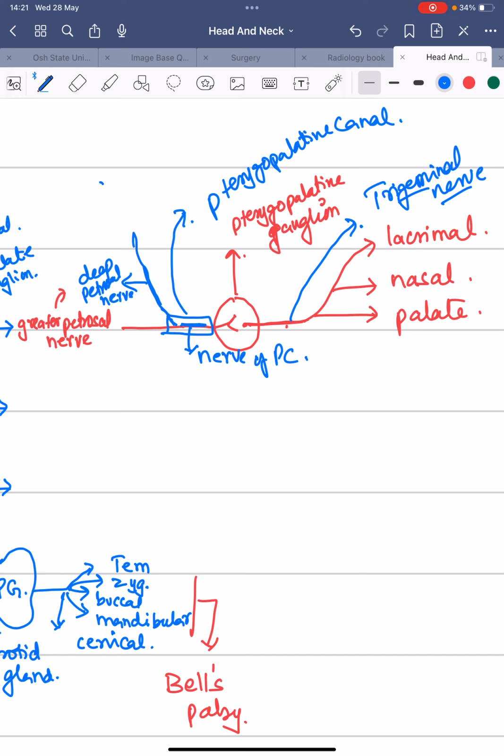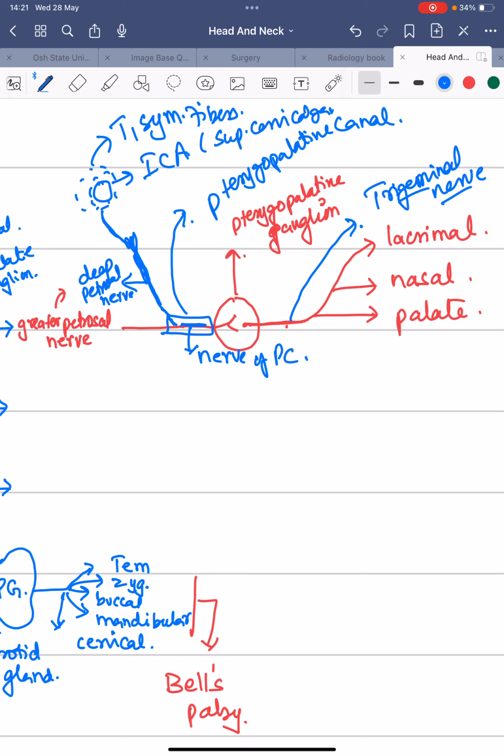Please remember, here you have your internal carotid artery. And along the internal carotid artery, it is surrounded by your T1 sympathetic fibers. These T1 sympathetic fibers present around your internal carotid artery are coming out from your superior cervical ganglion. Okay, and now it is forming this nerve, known as the deep petrosal nerve.